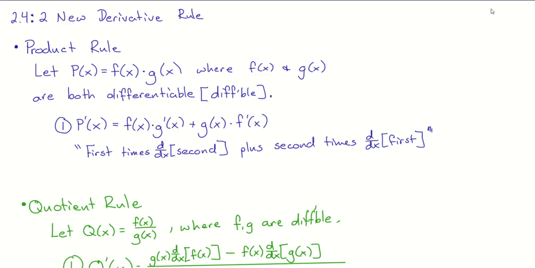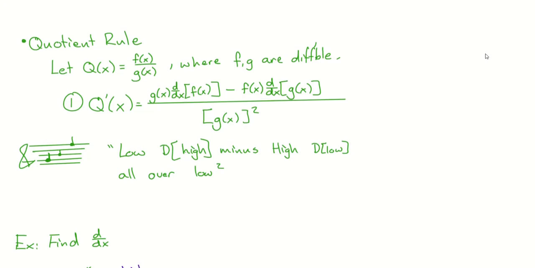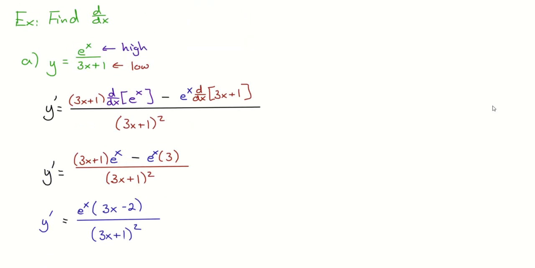All right, let's check it out. Product rule: first times the derivative of the second plus the second times the derivative of the first. Quotient rule: low D high minus high D low all over low squared. Cool. We have them.